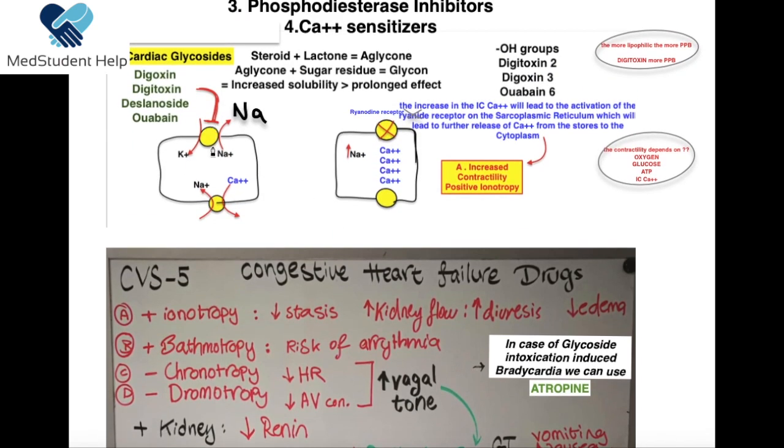So as we said, the sodium-potassium ATPase is not only present in the cardiac muscles, so the cardiac glycosides aren't that selective to the cardiac muscles. They are going to act on the other tissues that have this transporter as well.